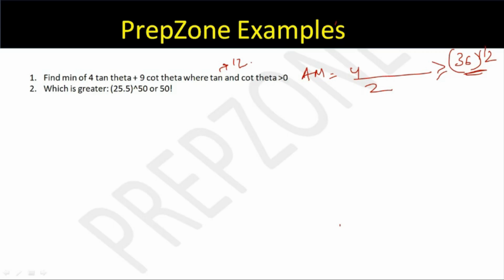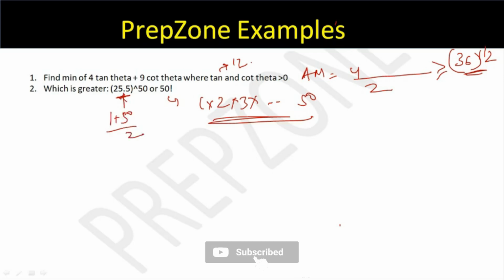Let's also look at the second question. What is 50 factorial? 50 factorial is nothing but 1 into 2 into 3 and so on till 50. So it is the product of 50 numbers. From here you should get a hint that this is 25 to the power 25.5. What is 25.5? 25.5 is nothing but 1 plus 50 by 2. That is the hint to this question. What is 1 plus 50 by 2? It is nothing but the AM of these 50 numbers.